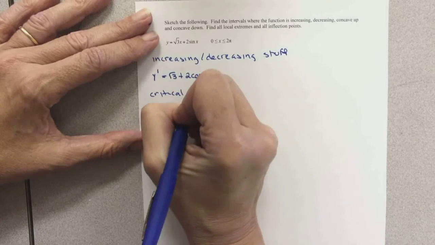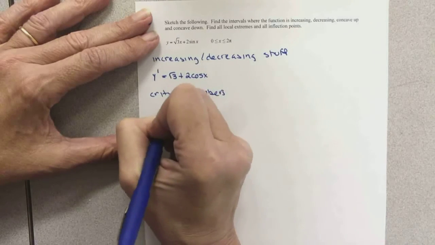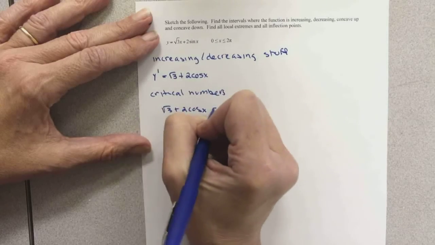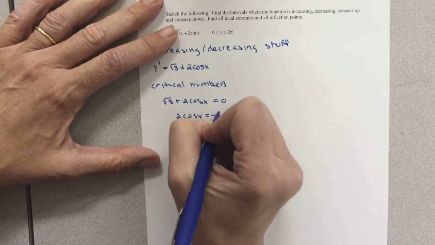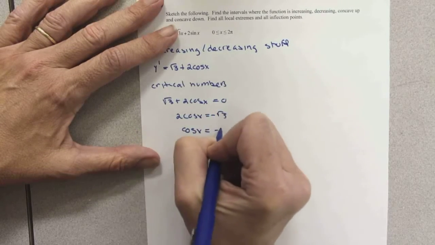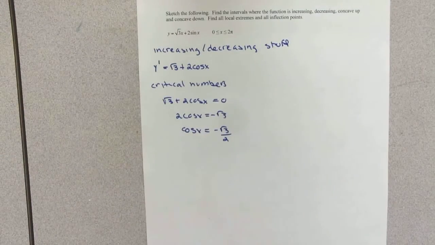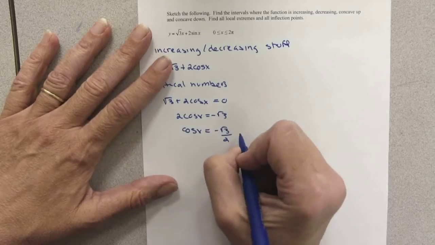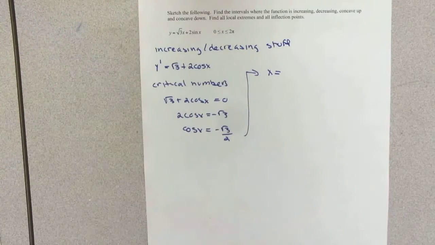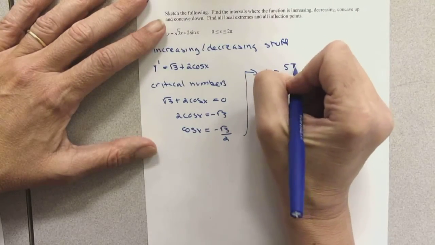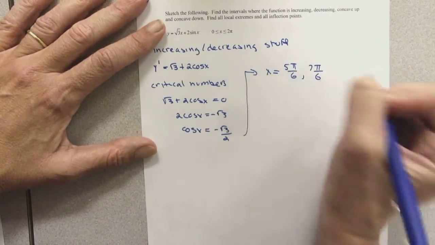Critical numbers. I set that equal to 0 and solve. Trig equation. Let's solve for the trig function. And I get cosine x equals negative square root of 3 over 2, which is going to give me x equals. And we are restricted to just the interval 0 to 2 pi. So I want to know where is cosine negative square root of 3 over 2 on the interval from 0 to 2 pi. And that's going to happen at 5 pi over 6 and 7 pi over 6.